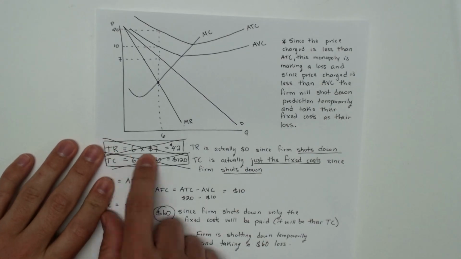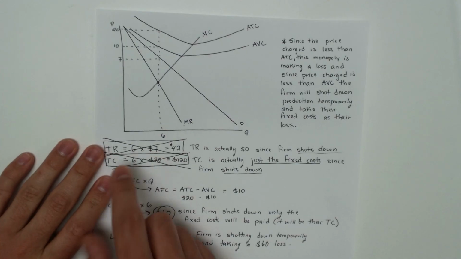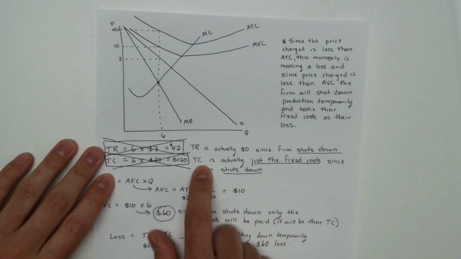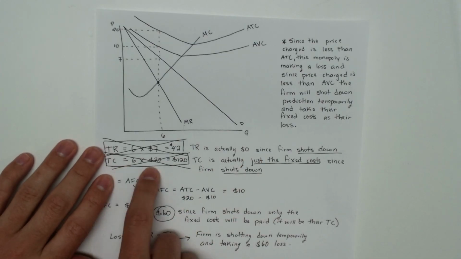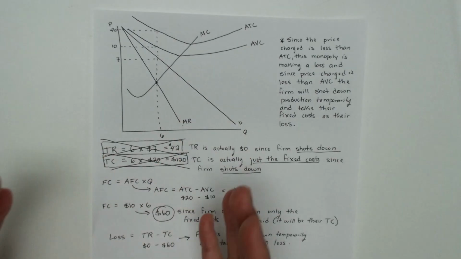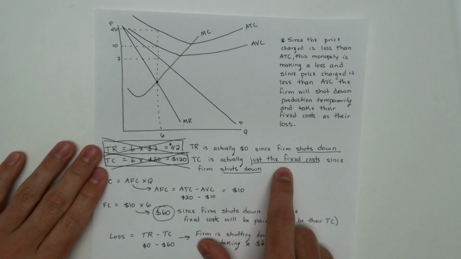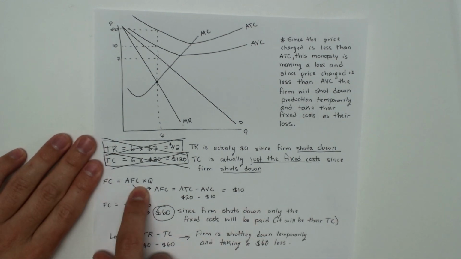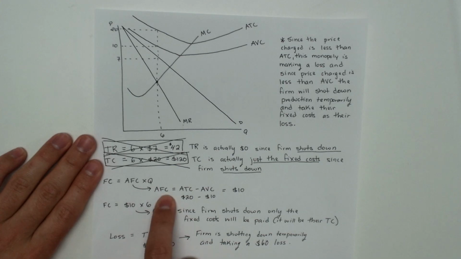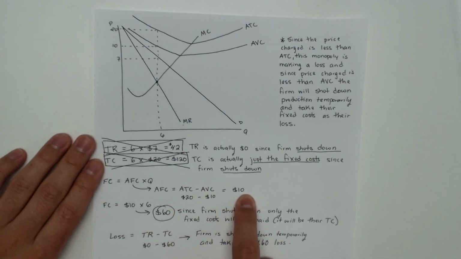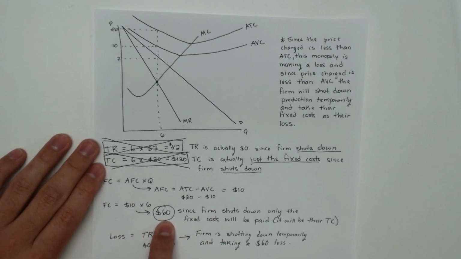So the total revenue won't be price times quantity right here because they're not producing anything, they're shutting down. So their total revenue is actually zero. Their total cost is not the quantity times the ATC because in this example, they're shutting down and the only cost that they're paying is the fixed cost. Now remember, the fixed cost is the average fixed cost times the quantity. So that's going to be the average fixed cost. Another way to get that will be the ATC minus the AVC, which gives us an average fixed cost of 10. And you multiply by the quantity to get the fixed cost, which is $60.